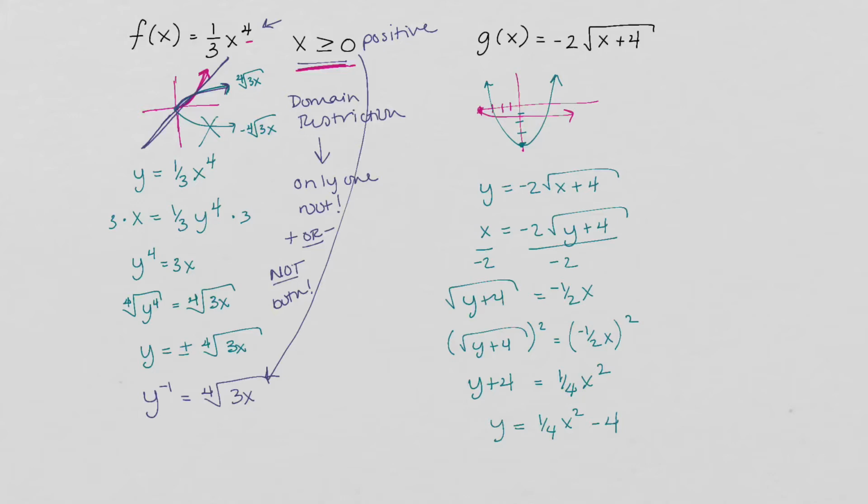And so again, we look at that and we say, well, if I draw the line y equals x, the pink graph and the green graph are not reflections of each other over the line y equals x. One of the pieces of the green graph needs to go.